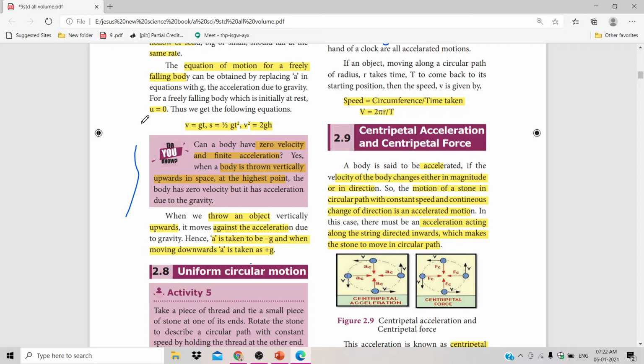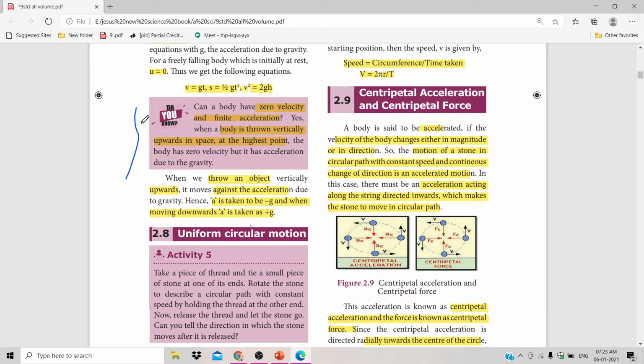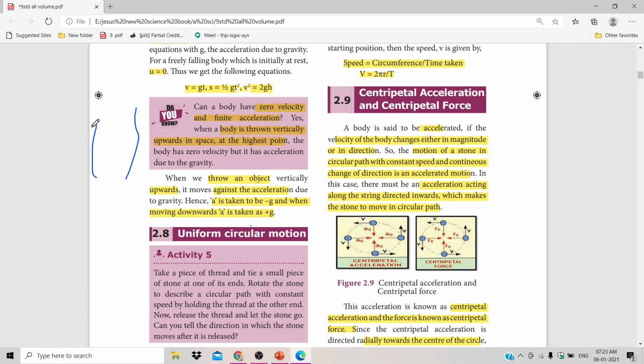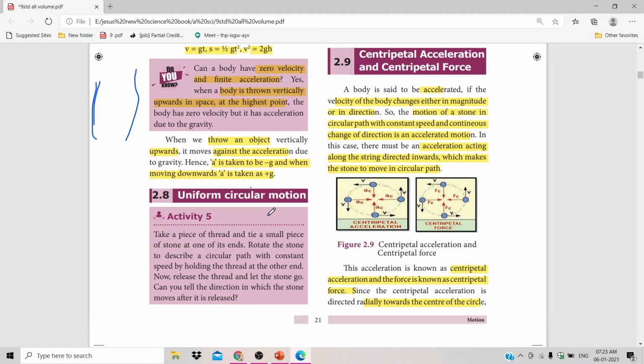I think you understand. Then, if I throw an object, the acceleration due to gravity becomes negative for the upward direction. And if it moves downward, the acceleration due to gravity becomes positive, that is plus g. So they gave minus g as well as plus g. Okay. Then uniform circular motion.